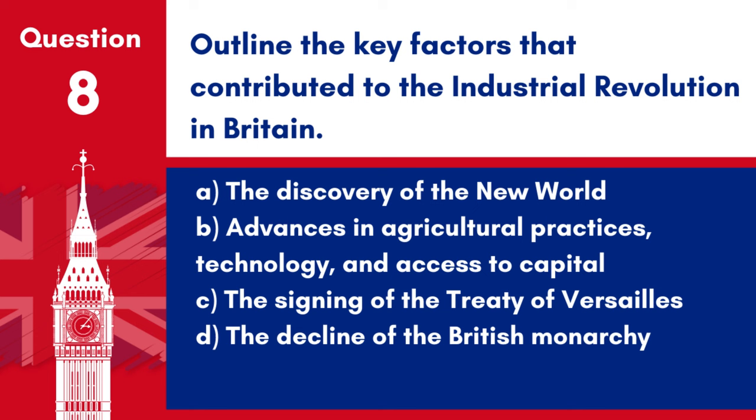Question 8. Outline the key factors that contributed to the Industrial Revolution in Britain. A. The discovery of the New World. B. Advances in agricultural practices, technology, and access to capital. C. The signing of the Treaty of Versailles. D. The decline of the British monarchy.